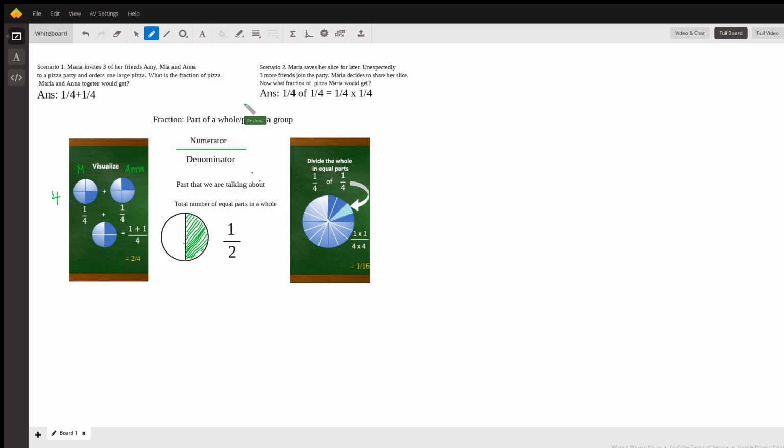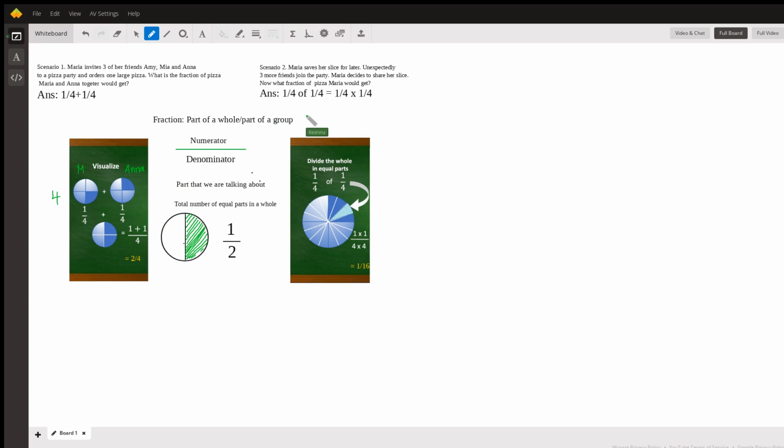We'll extend the scenario. Now Maria saves her slice for later, and the rest of them had their slices. Unexpectedly, 3 more friends joined the party. So Maria decides to share her slice. Now, what fraction of pizza will each get? This is another question. The only part that is left is Maria's, which is the 1/4 slice.